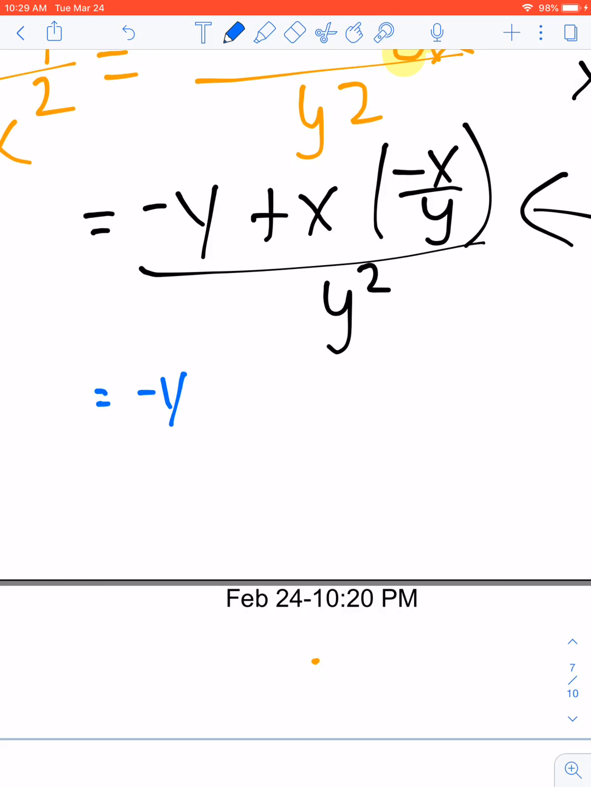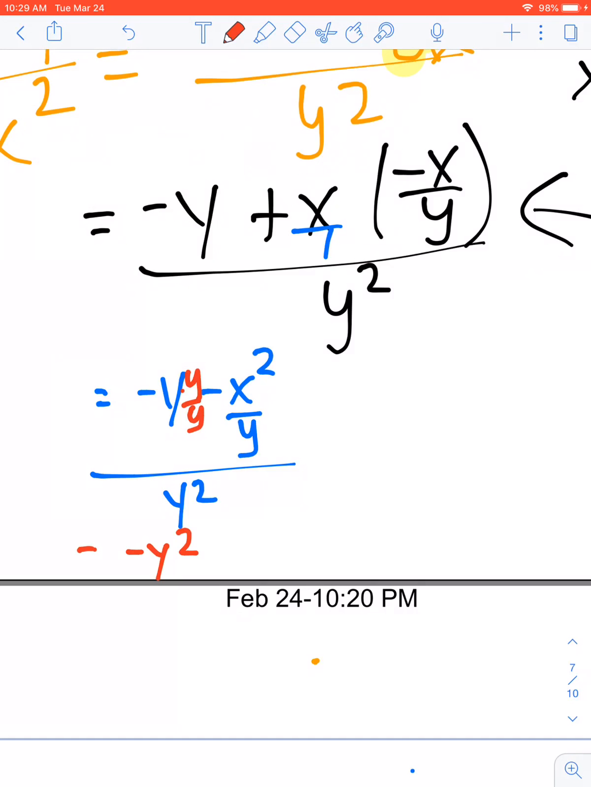I have negative y, and when I multiply across, I get negative x squared over y, and that's all over y squared. Well, I can multiply this by y over y, so that this gives me negative y squared minus x squared all over y squared. And when I divide by y, excuse me, I have a mistake already.